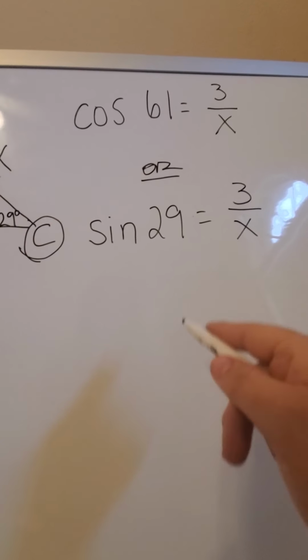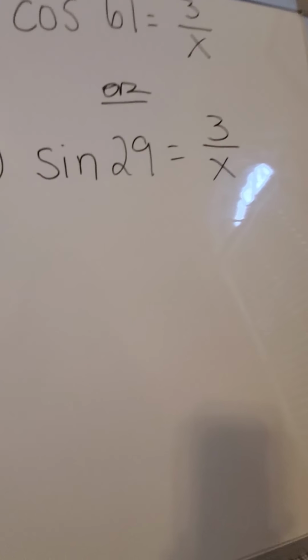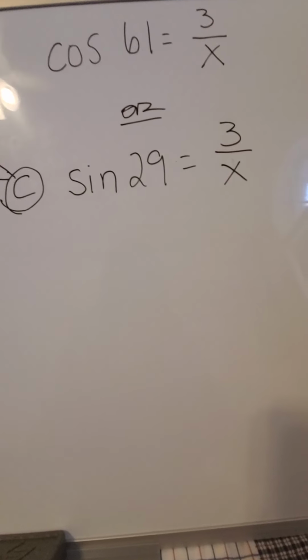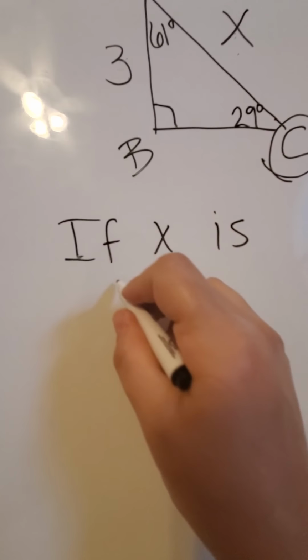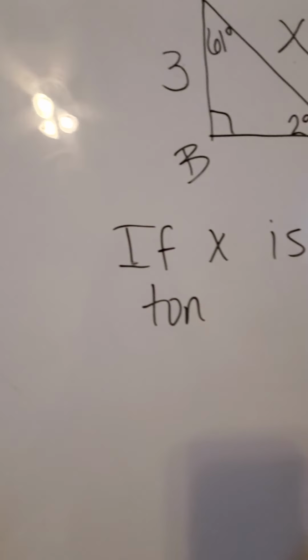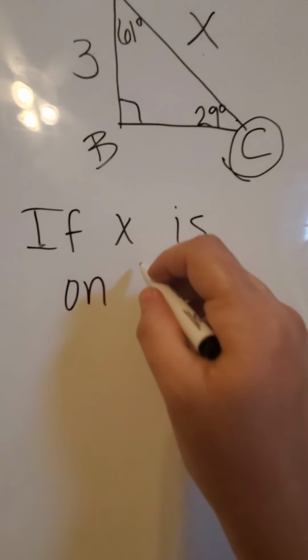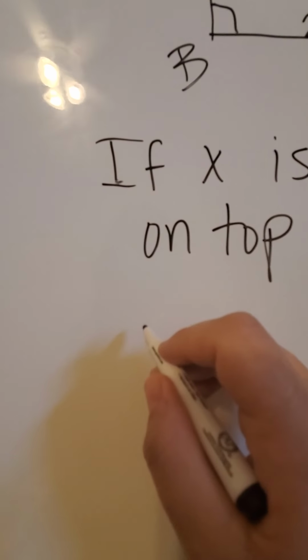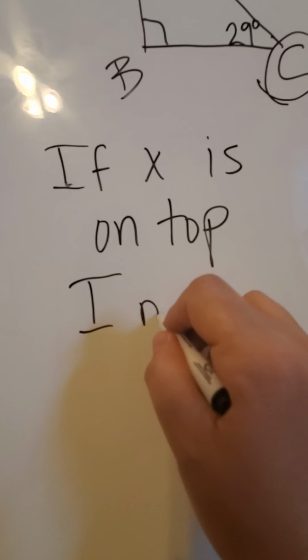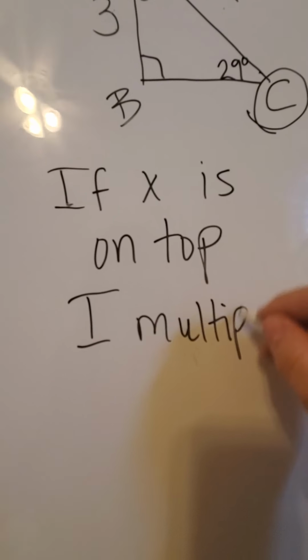I'm just going to go with sine since I have room down here. When I'm looking at these, I have two things I can do. I can either multiply or I can divide. Here's the quick rule of thumb. If x is on top, I multiply. Oops, I can't see what I'm writing. Multiply.